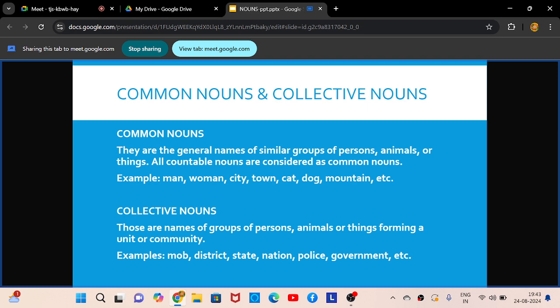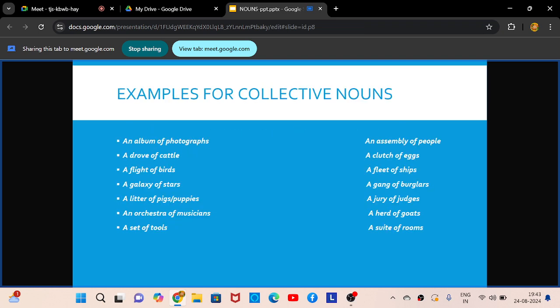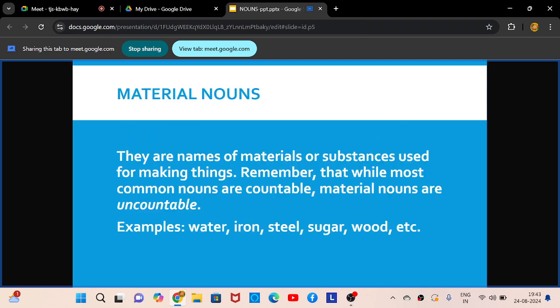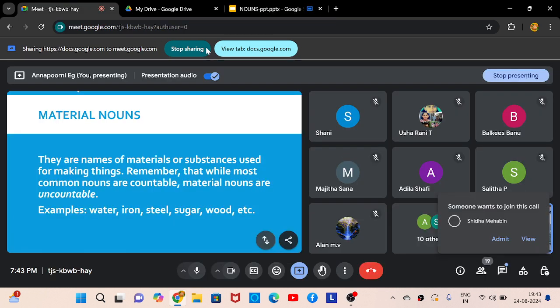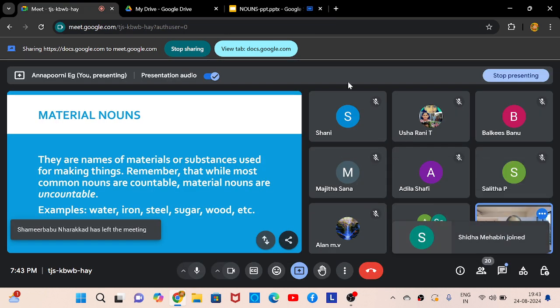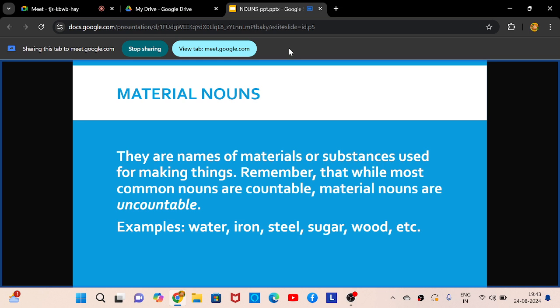Alright, now before moving to collective nouns, let me show you what is meant by material nouns. As I told you, proper nouns, common nouns and material nouns are connected to each other. So what is a material noun? Let's see. They are names of materials or substances used for making things.